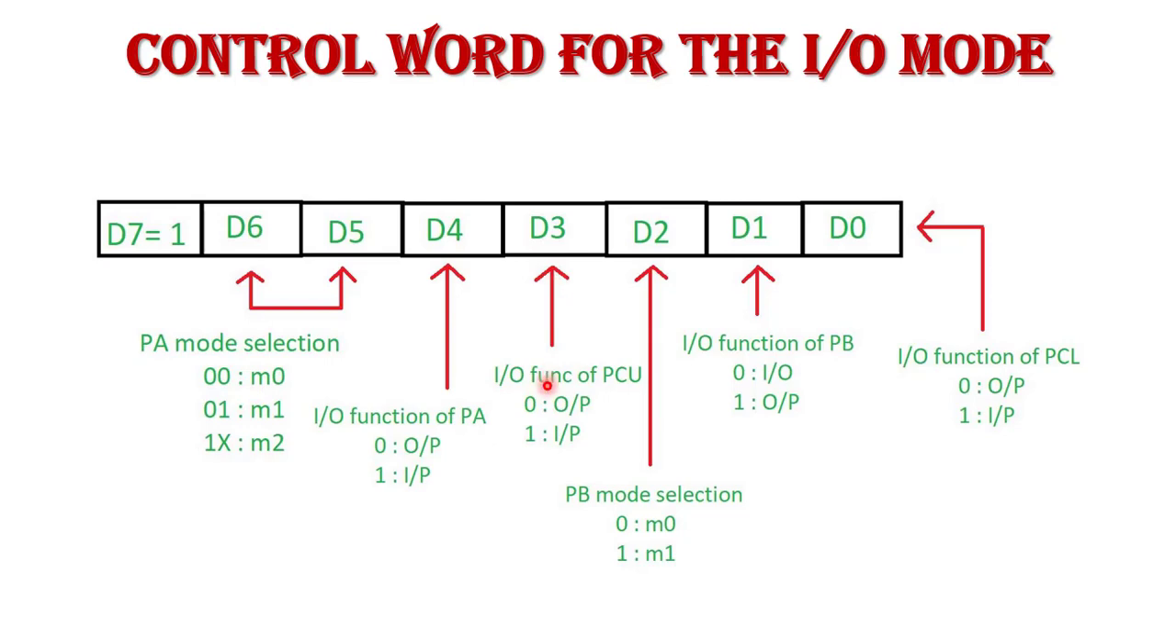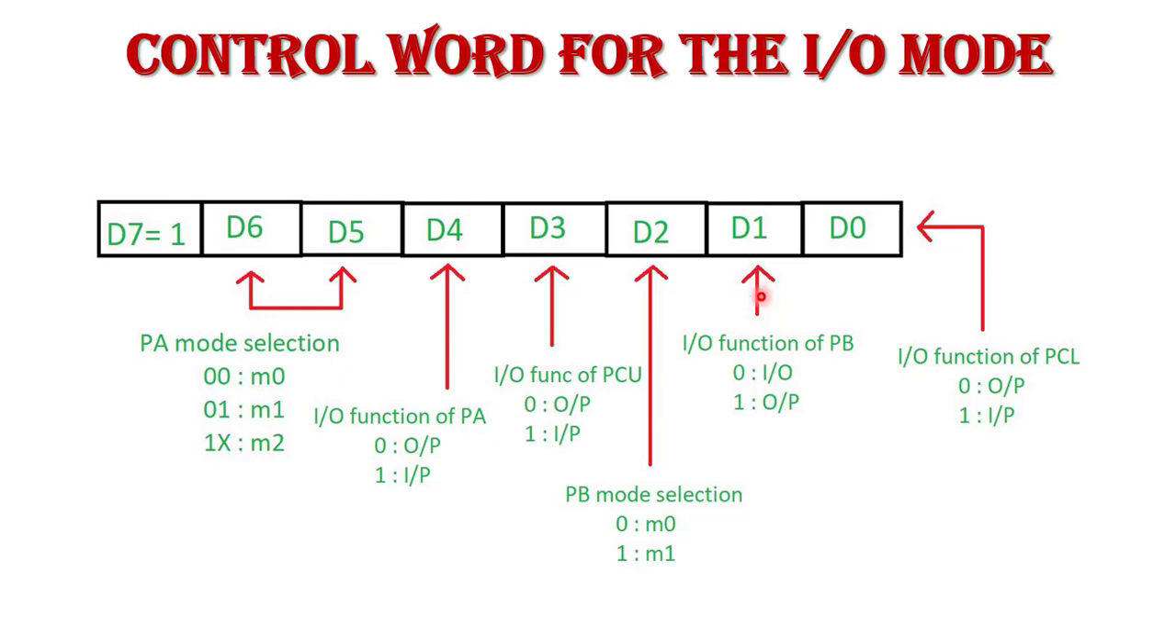D3 bit also defines the input output function of PC upper port. If this bit is 0, PC upper works as an output port, and if this bit is 1, PC upper works as an input port. Next is D2 pin. D2 pin is used to define in which mode port B is working. If this bit is 0, port B is working in mode 0, and if this bit is 1, port B works in mode 1.